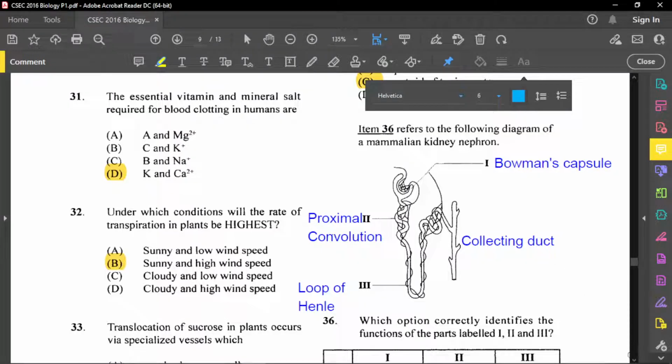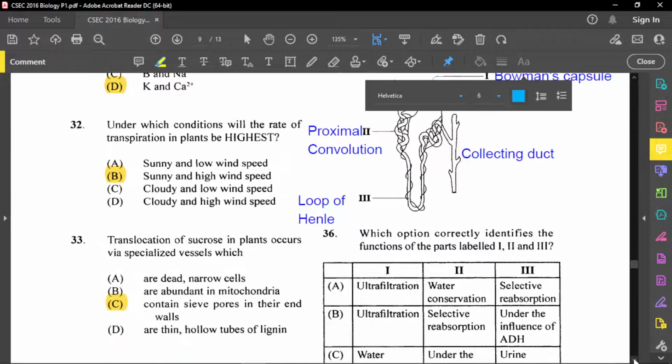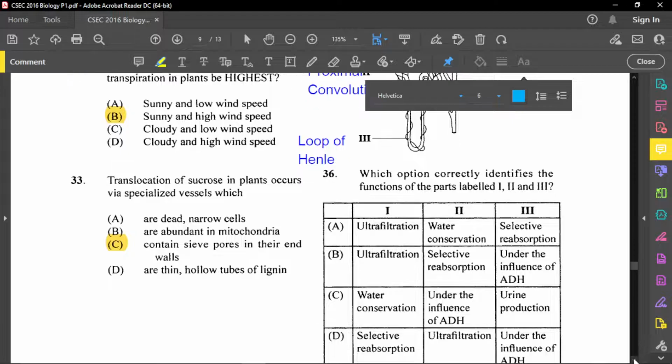All right, anyway, let's jump into the action right here now. So 36 now: which option correctly identifies the function of the parts labeled 1, 2, and 3? In the Bowman's capsule is where ultrafiltration will take place. So A and B, as I look at this, has to be one of the options. Water conservation, selective absorption, C and D out, right off the bat.